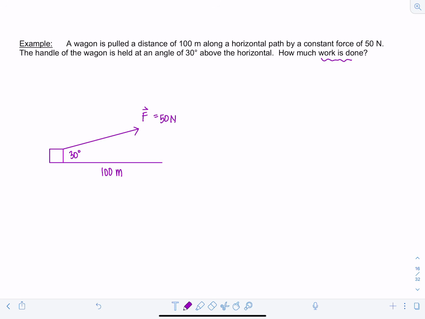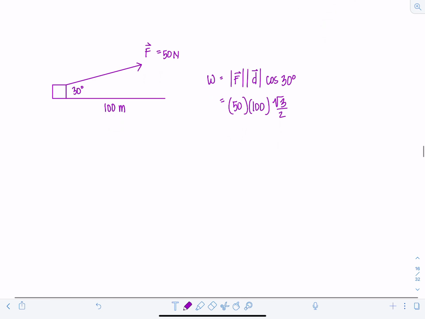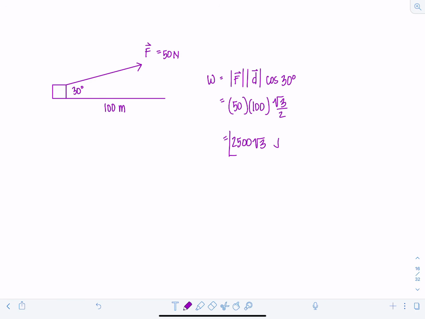Okay, so if I want to figure out the work, I'm just going to take the magnitude of the force times the magnitude of the displacement vector times cosine of that angle, which is 30 degrees. So I'm going to have 50 times 100 cosine 30, that's root 3 over 2. So I'm going to have 5,000 divided by 2, which is going to give me 2,500 root 3 joules.